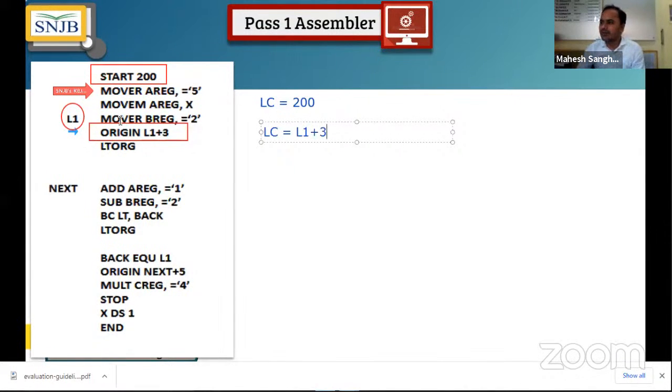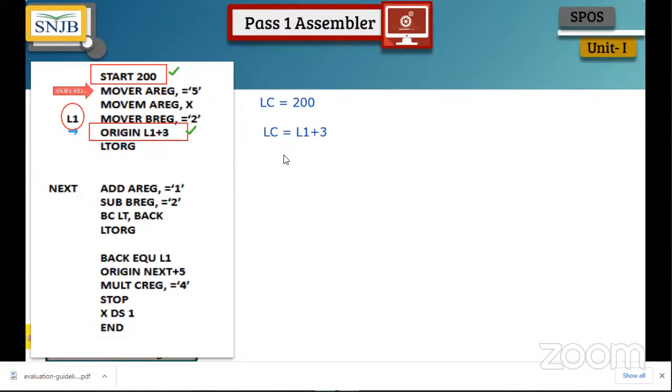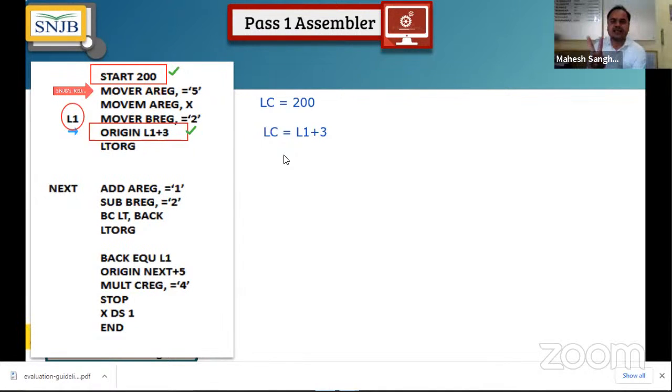Now what is L1, वो हम लोगों को ढूंढना रहेगा. L1 का वैल्यू क्या है वो ढूंढना होगा, उसमें +3 ऐड करेंगे, वो लोकेशन काउंटर का वैल्यू हो जाएगा. सो माय डियर फ्रेंड्स, you need to understand there are two instructions. One is your start and another one is your origin. ये दोनों के दोनों लोकेशन काउंटर का वैल्यू को सेट करते हैं या चेंज करते हैं. Is that clear? Start and origin both are changing the value of location counter. Start normally initializing the value of location counter and origin is resetting the value of location counter. This we need to understand.